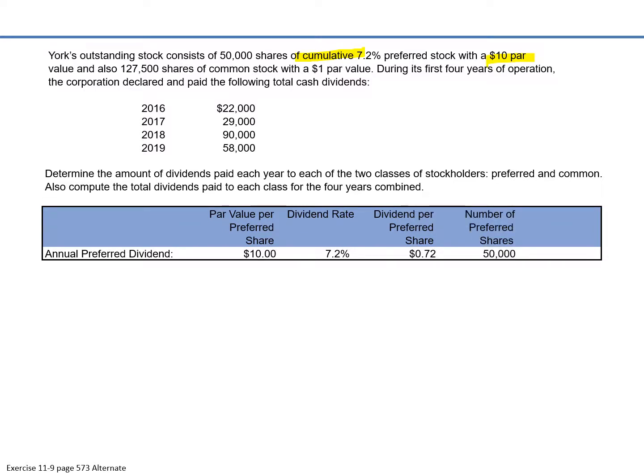We have 50,000 shares outstanding. They tell you that right up here. So your preferred dividend each year should be $36,000. That's the same as the one that you did on your own just a few minutes ago.